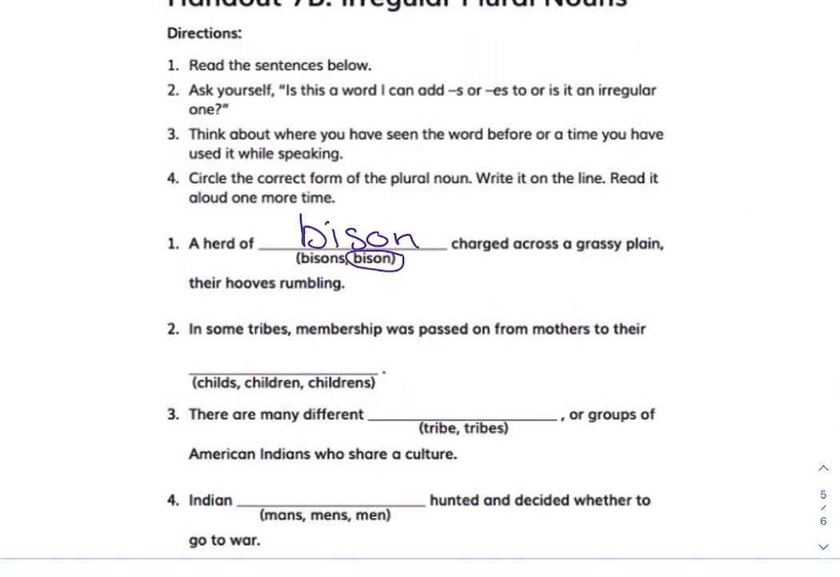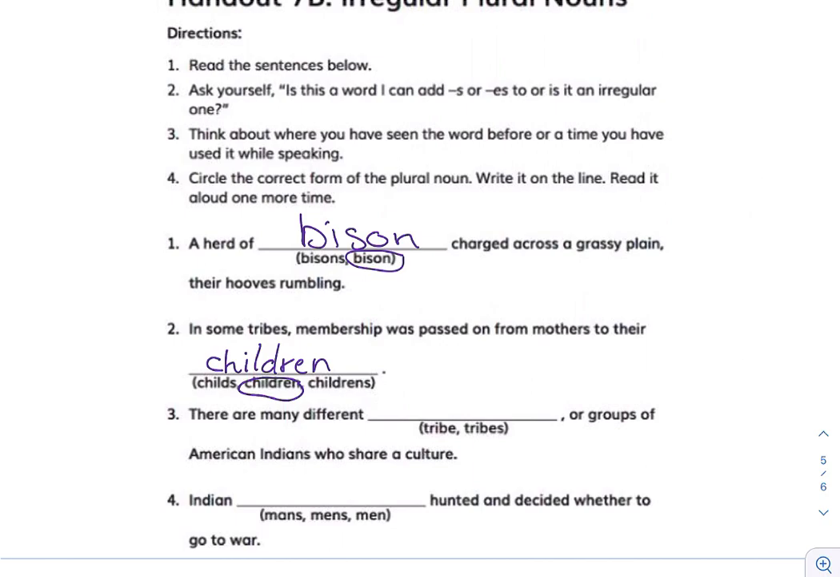Number 2, in some tribes, membership was passed on from mothers to their blank. We're looking for the plural of child. So is it child's, children, or children's? You got it, it's children. So circle children and write it on the line. Now let's reread that sentence together. In some tribes, membership was passed on from mothers to their children. You got it.